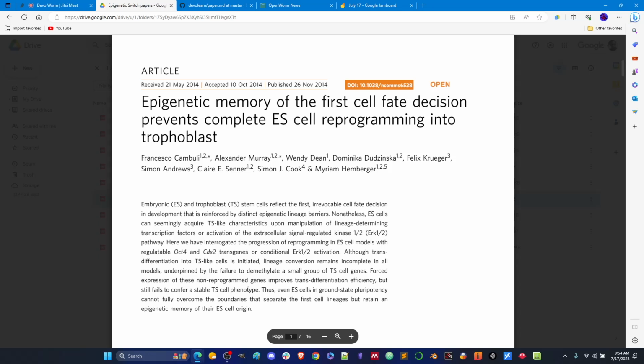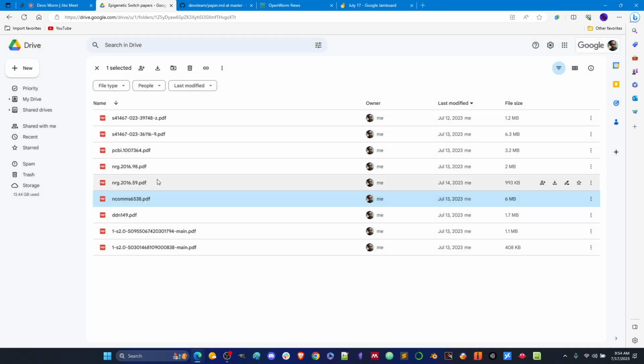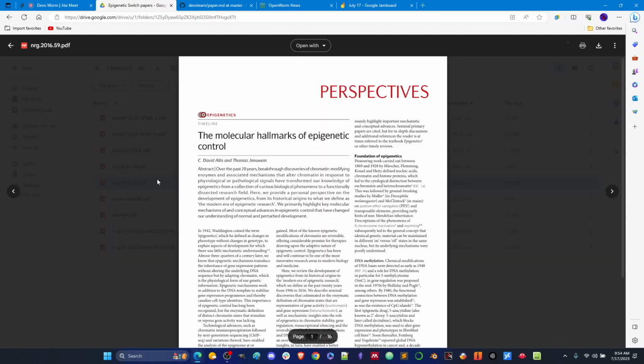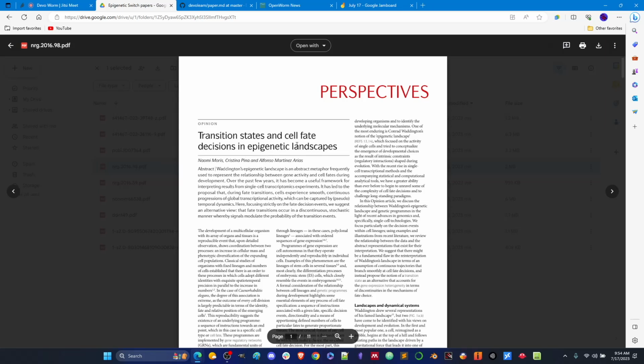So there's this whole model of how these things get regulated. You can do experiments to stop things from differentiating and things like that. And then there's this paper on molecular hallmarks of epigenetic control, transition states and cell fate decisions in epigenetic landscapes.